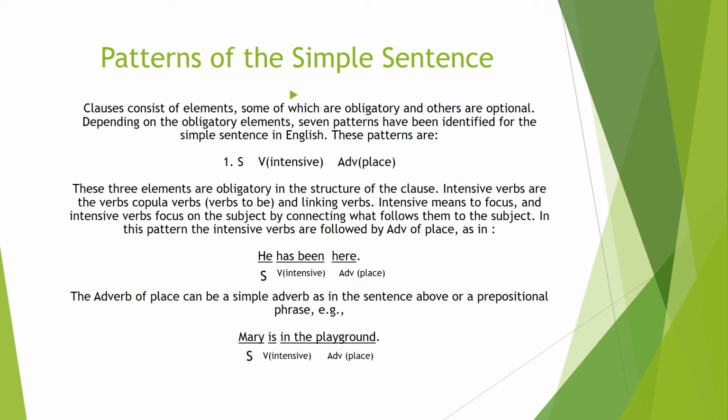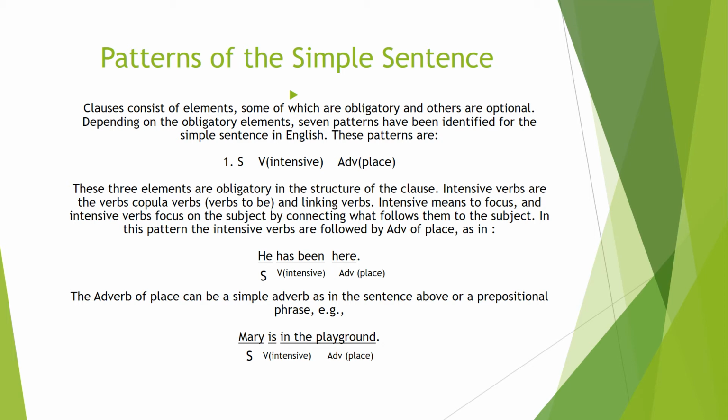So, the patterns of the simple sentence in English are identified, in fact, according to the obligatory elements and not the optional. How many patterns do we have for the simple sentence in English? We have 7 patterns. We are going to explain them one by one. We are going to start with pattern number 1.